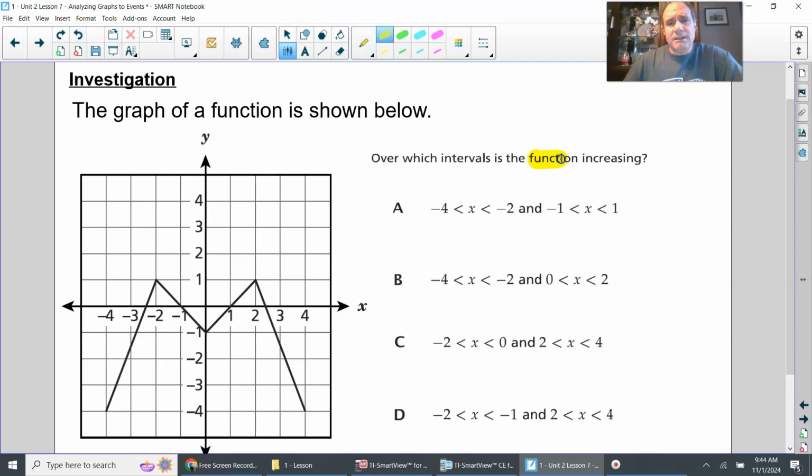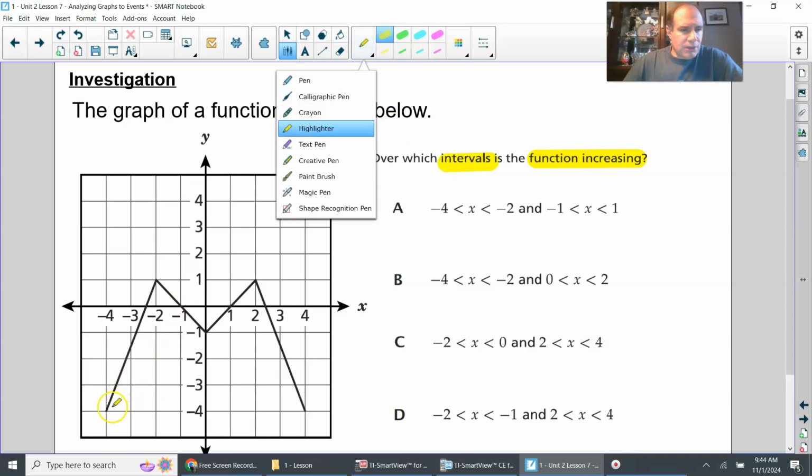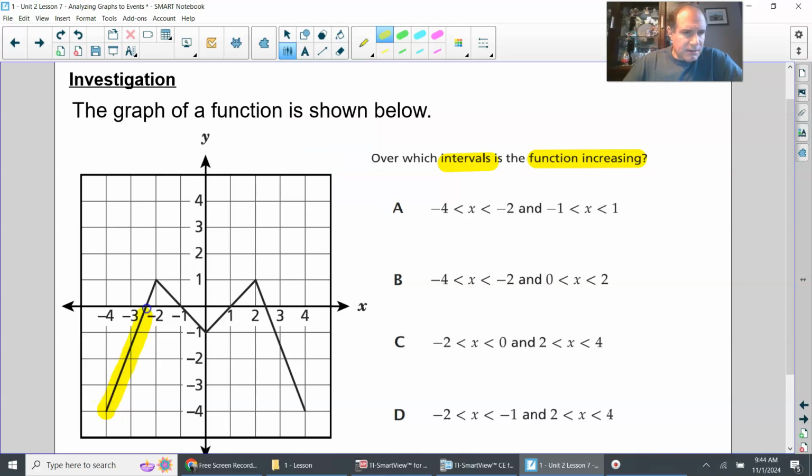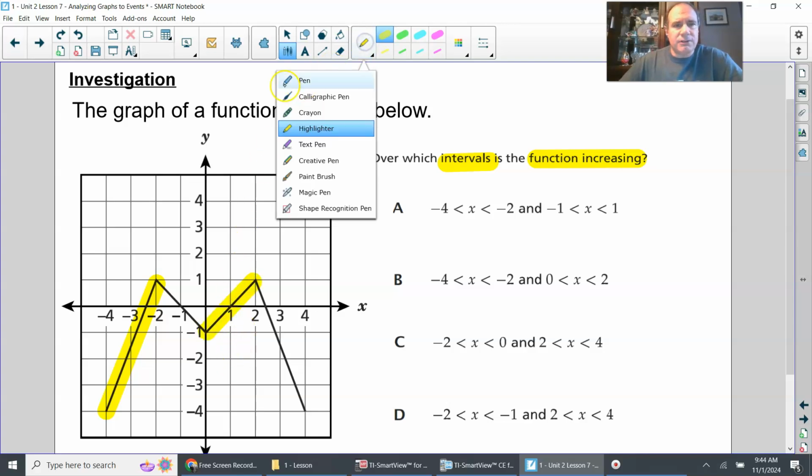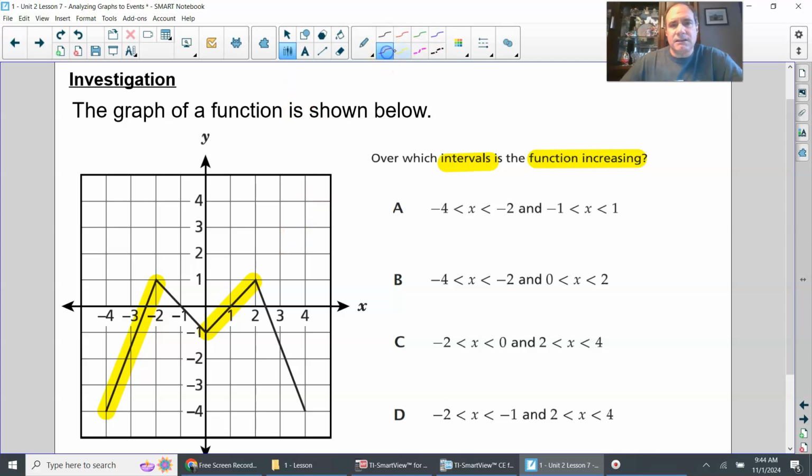So this one, they want to know on which intervals the function is increasing. We're going to highlight the increasing intervals right here and here. There is nowhere else on this graph that is increasing, that's going up from left to right. So from the start of this point, we're going to say that's -4. It stops increasing at -2. -4, -2. These are out.